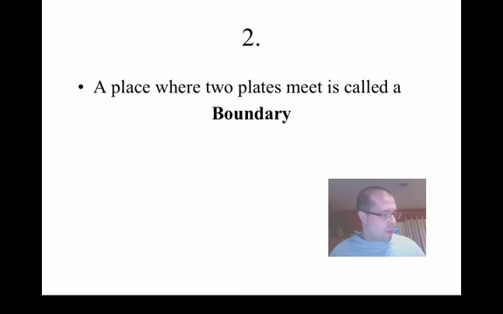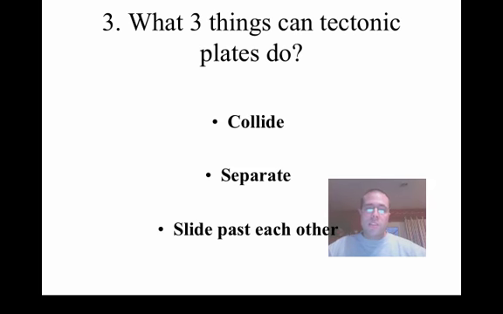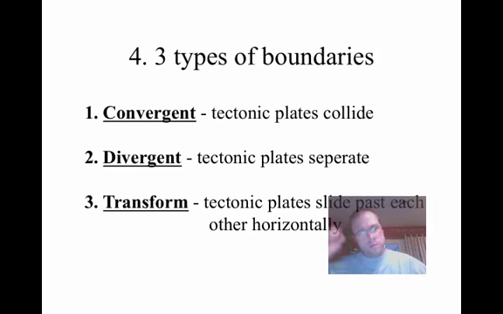Number 2, a place where tectonic plates touch is called a boundary. Okay, two plates are touching or meeting, that's a boundary. And the type is defined by how the tectonic plates move relative to one another. Are they coming together, moving apart, side by side, moving past each other? So 3 then says, what 3 things? We're going to pick up where I left off there.